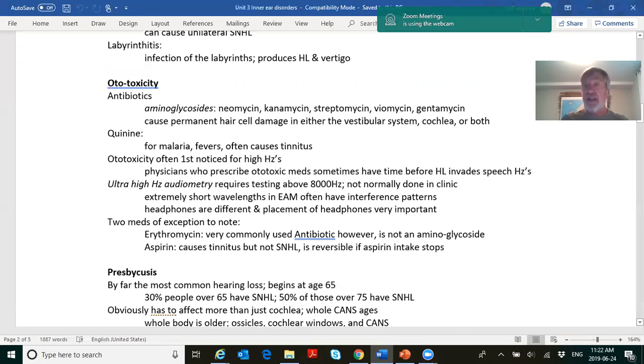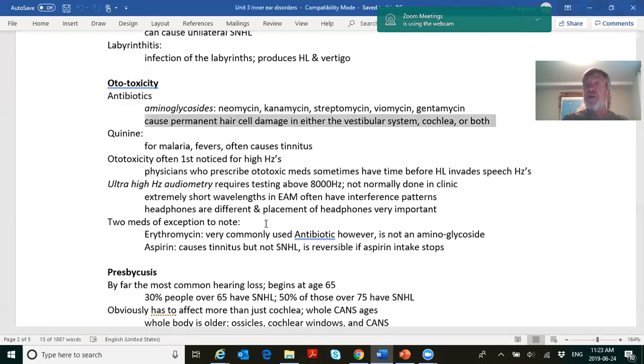Sometimes fighting the disease is worth causing hearing loss because otherwise you might die. All right? Aminoglycosides always end in the suffix mycin, M-Y-C-I-N. So look at the examples on the page here. Neomycin, kanamycin, streptomycin, viomycin, gentamicin. All of these can cause permanent hair cell damage in either the vestibular system or cochlea or both.